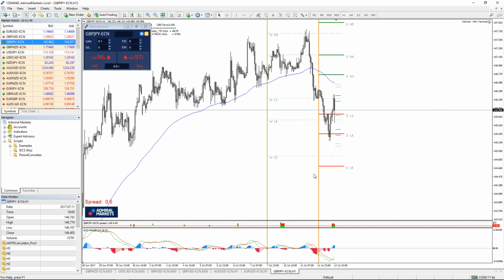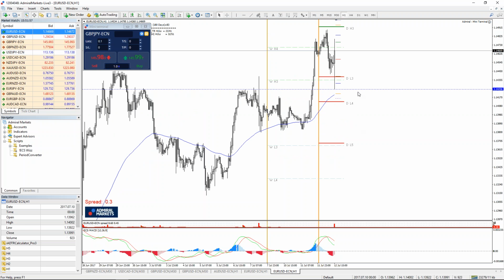Unfortunately, the move already happened with euro dollar, and pound yen is now going up. So you see, euro dollar, well, this is what I wanted to buy, but what now? We need to wait. We definitely need to wait. We will have important news today, very important.